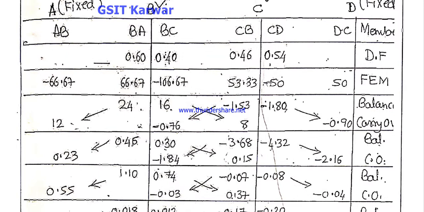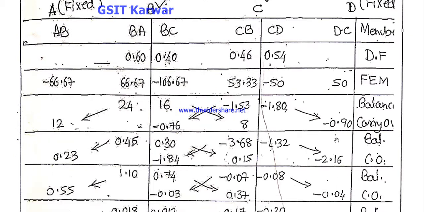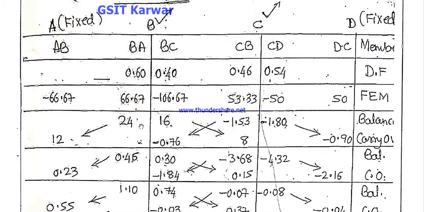The next row is the fixed end moment. You can write the fixed end moments we calculated according to the span: fixed end moment AB, fixed end moment BA, fixed end moment BC, fixed end moment CB, fixed end moment CD, DC, like this. After that comes the balance step. This step is very important, because there is a little calculation here. You can concentrate here.